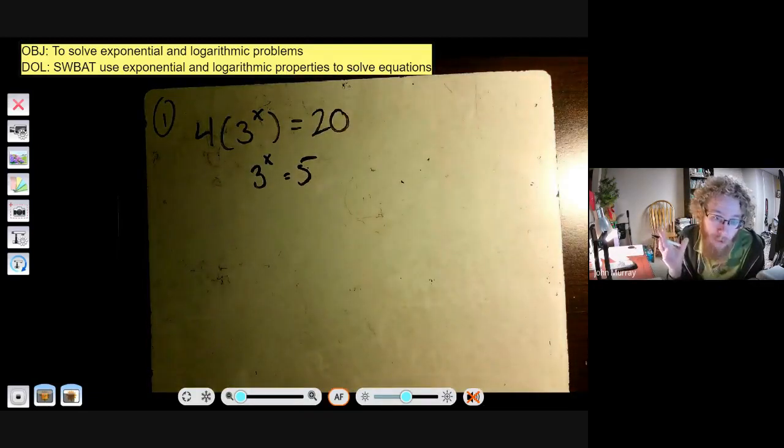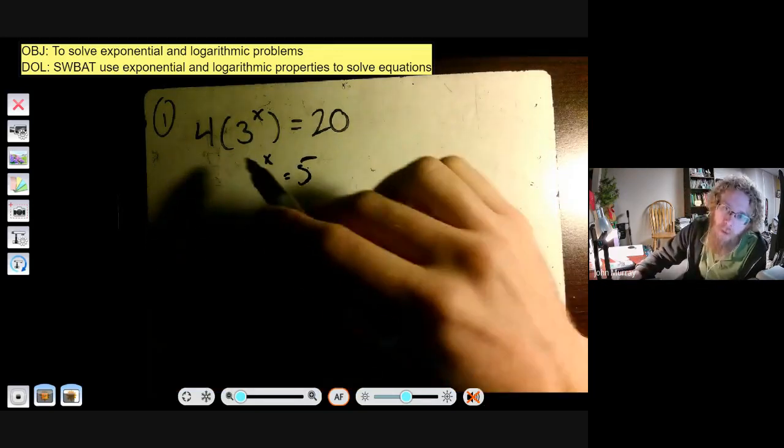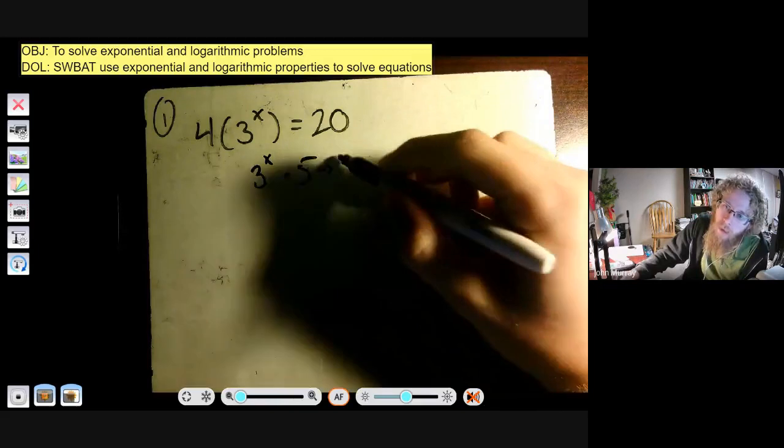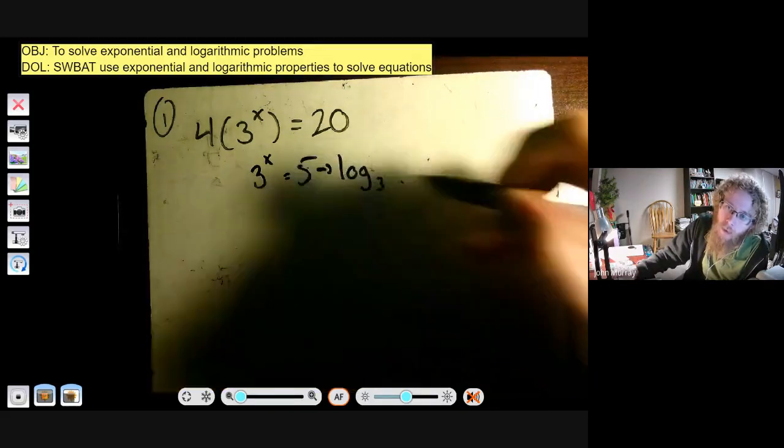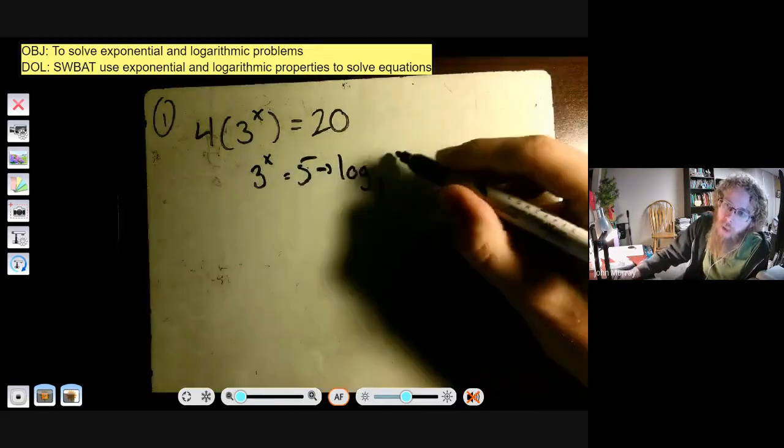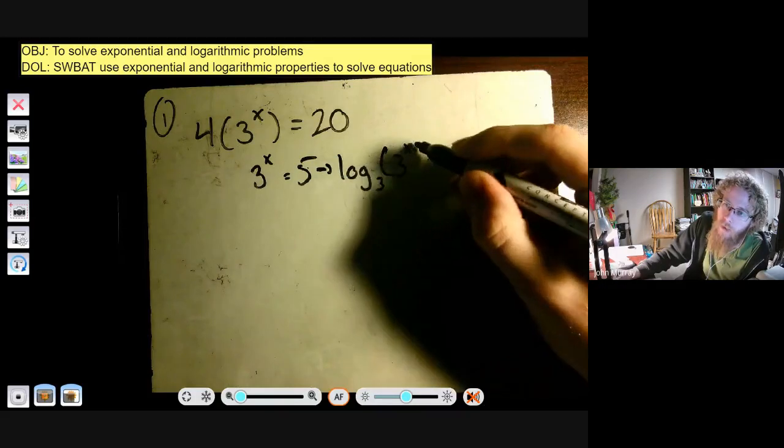So again, the first thing you want to do is, can we break this down so that they have the same base, and then we just have to worry about the exponents? Well, 3 and 5 are both prime numbers. You can't break them down any further. There's no common factors, so there's nothing we can do. So in order to get rid of this base 3, we're going to use a log base 3 on both sides.